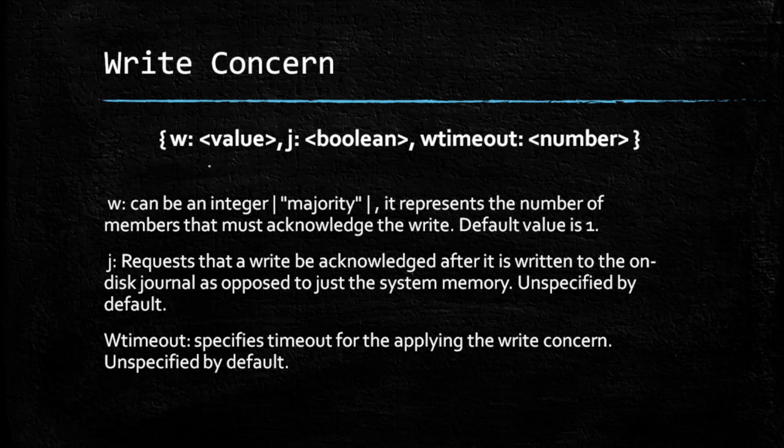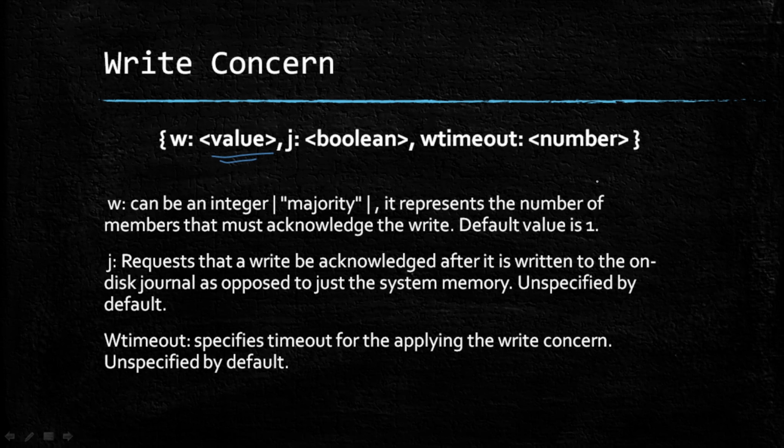Write concern is like a document. It has some values like w, j and wtimeout. Now we will understand these. w can be an integer or majority. The value can be an integer or the string value majority. It represents the number of members that must acknowledge the write. The default value is 1.